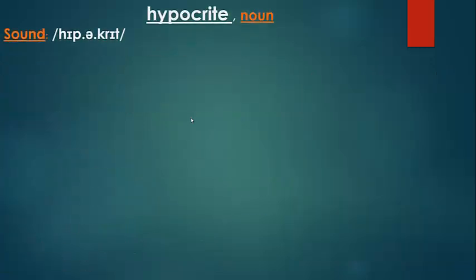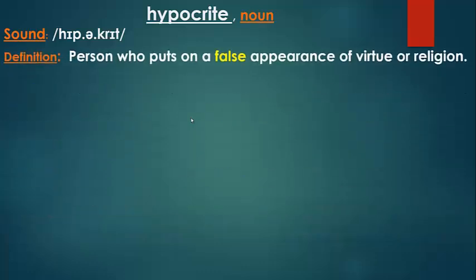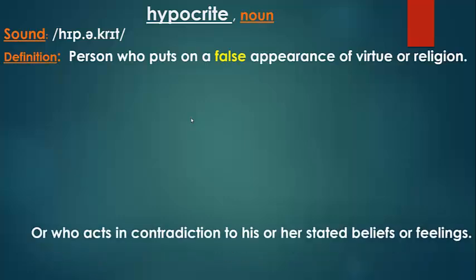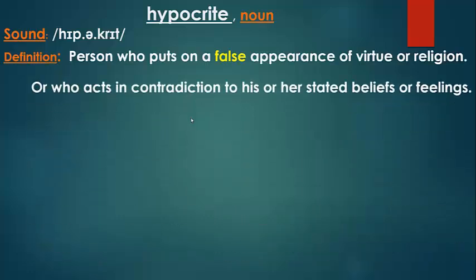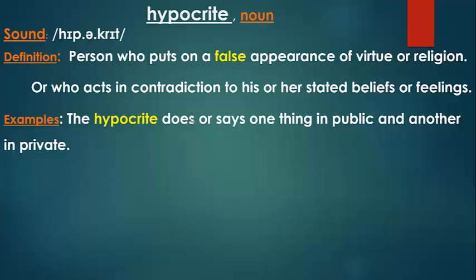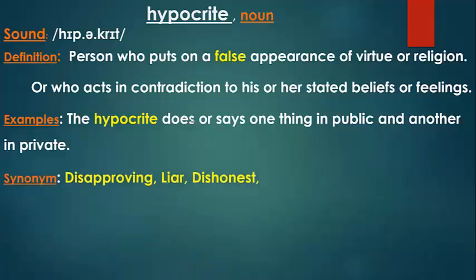Next, hypocrite. It's a noun. Sounds like hypocrite. Hypocrite means a person who puts on a false appearance of virtue or religion, shows something completely different from what is inside him, or who acts in contradiction to his or her stated beliefs or feelings, like showing something and keeping something different and bad inside himself. The hypocrite does or says one thing in public and another in private, like shows something different, has many faces.